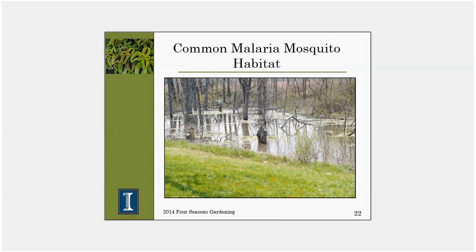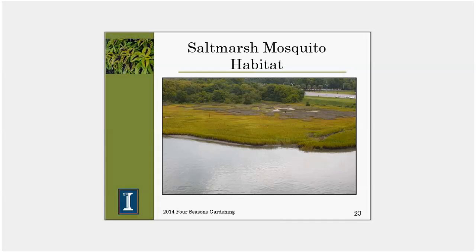Salt marsh mosquitoes we tend to think associated with coastal areas, and in fact that's where they commonly are. This is a salt marsh off of the South Carolina coast. It's near Charleston, South Carolina, essentially right outside Charleston, and so these sorts of habitats are conducive to that.